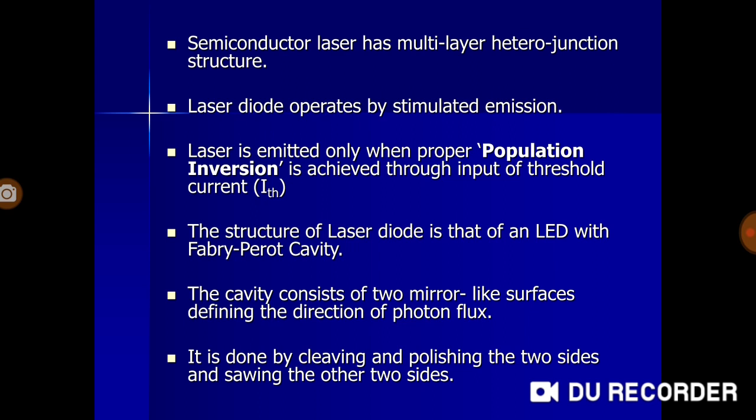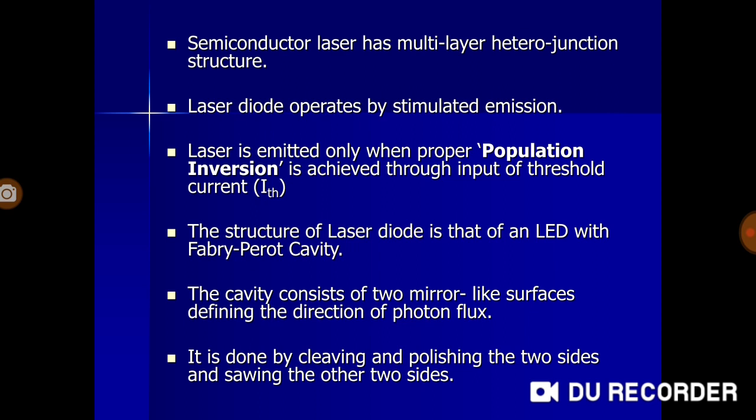Next, the structure of a laser diode is that of an LED with a Fabry-Pérot cavity. Now, the Fabry-Pérot cavity is one particular structure. It is very obvious in optical physics, but for easy reference I'll mention that the cavity consists of two mirror-like surfaces defining the direction of photon flux. This cavity with two mirror-like surfaces is known as a Fabry-Pérot cavity, and these two surfaces define the direction of photon flux, that is, in which direction the photons will come out, and otherwise it is blocked.